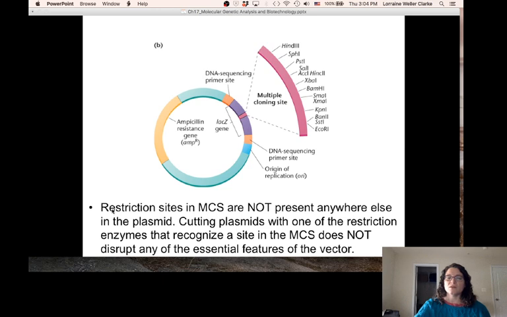So the goal here is that the restriction sites are not present anywhere else in the plasmid. When you cut the plasmid, you're only cutting in one site, and that's specific to the gene you want to insert. It does contain multiple cloning sites and multiple cleaving areas. You just choose the one that will correspond to the inserted DNA that you want to create the vector for. Okay.